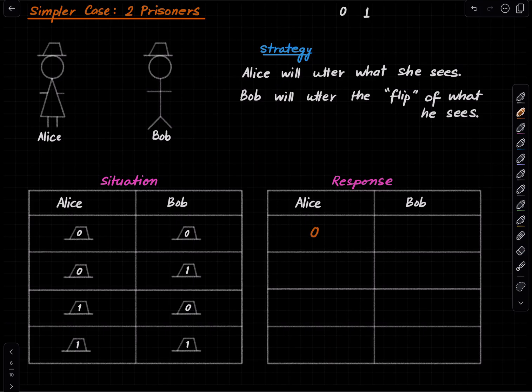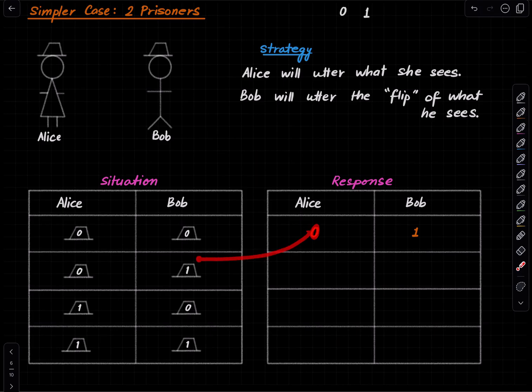And what will Bob say? Bob sees a 0, but Bob utters the flip of what he sees. He's seeing a 0, but what is the flip of 0? Think of 0 and 1 as coins maybe. The flip of 0 is 1. So Bob will utter 1. Fine, that's what they respond. But do they survive? Yes, they do.